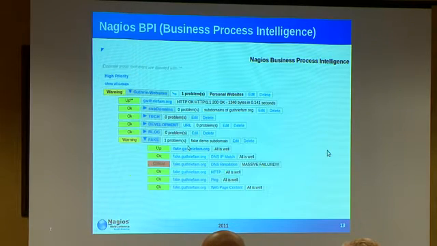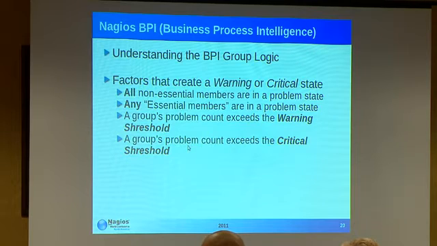I'll outline the logic for how it works, and then I'll come back and actually give you a demonstration of what it looks like. So the group logic works this way. The way that a group achieves a warning or critical state is according to the following rules, and I believe it is in this order.